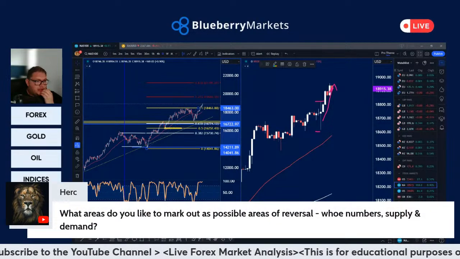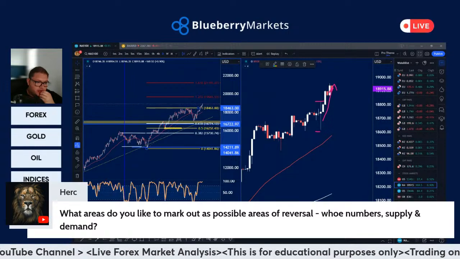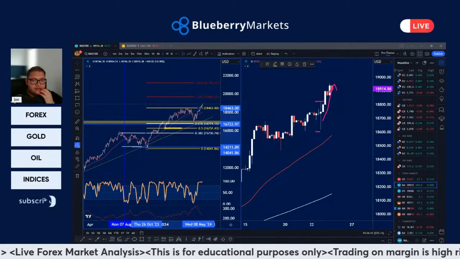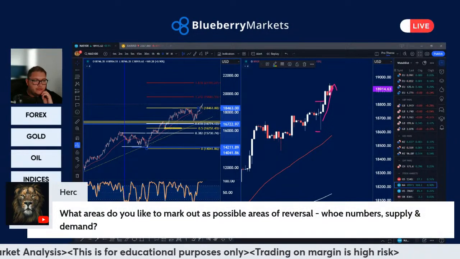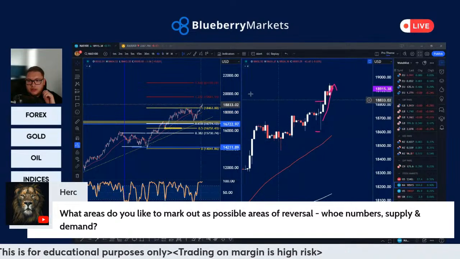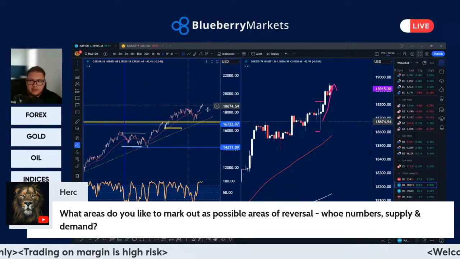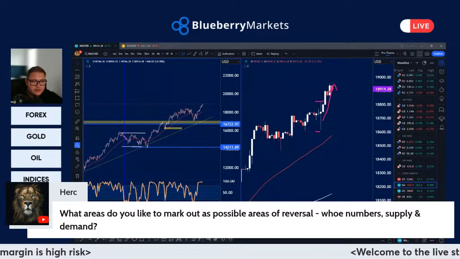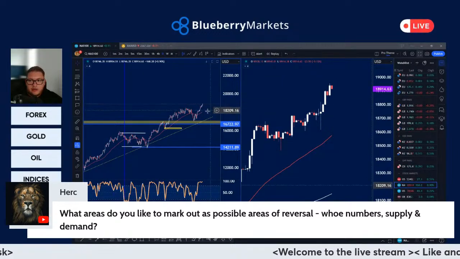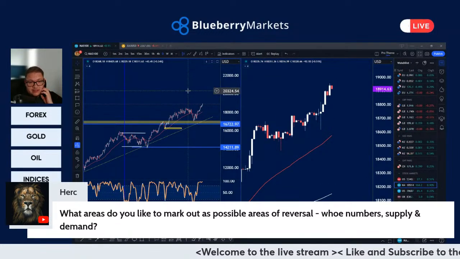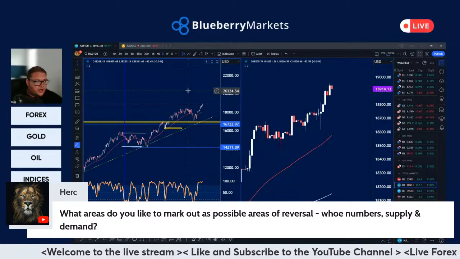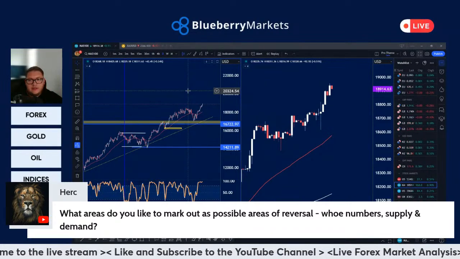What areas do you like to mark out as possible areas of reversal, whole numbers, supply and demand? Yeah, that's a really, really good question. I like to use a combination of things. My favorite tool is obviously volume profile, and market profile, if you have the availability to use those, because that just shows you where the market has been trading.